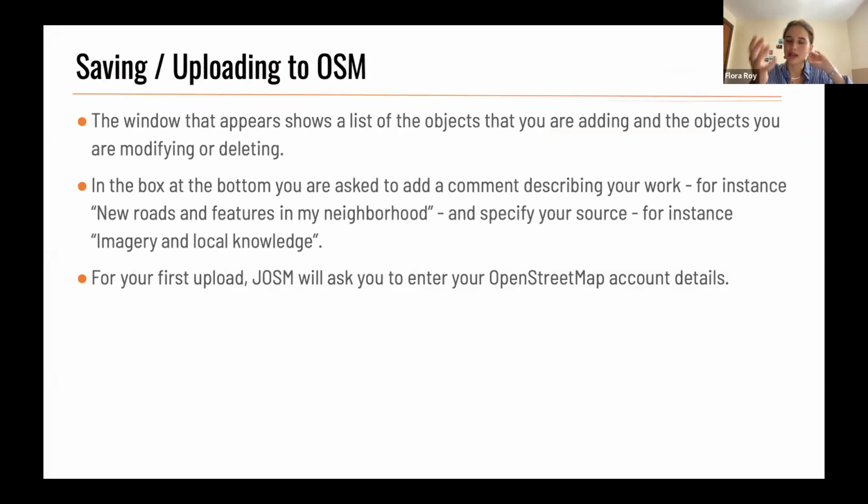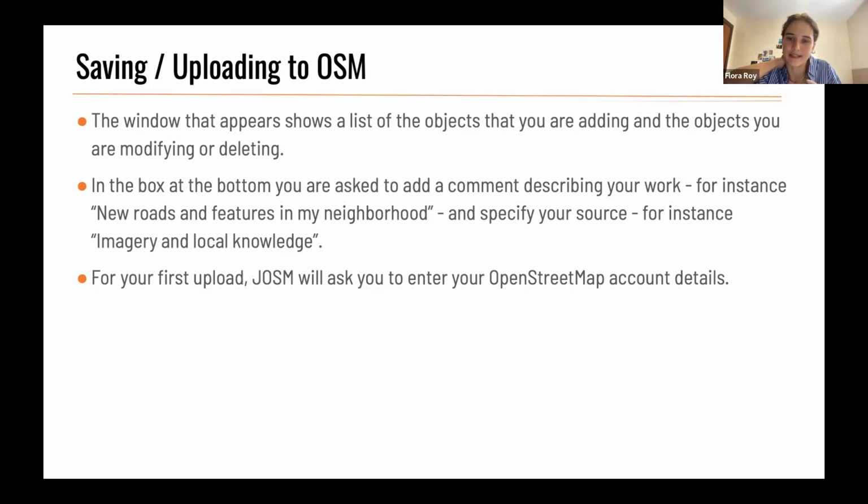Exactly. So the window that appears will show you a list of the objects that you added, changed, or deleted. And it's always useful to go through them just to make sure maybe you deleted something by accident. So it's always good to double check to make sure that the data you're pushing back onto the server is accurate data. In the box at the bottom, you'll want to add a changeset comment that describes what you did. So this could be that you named some roads or you added some buildings. And this is important just to keep track of what's been done.